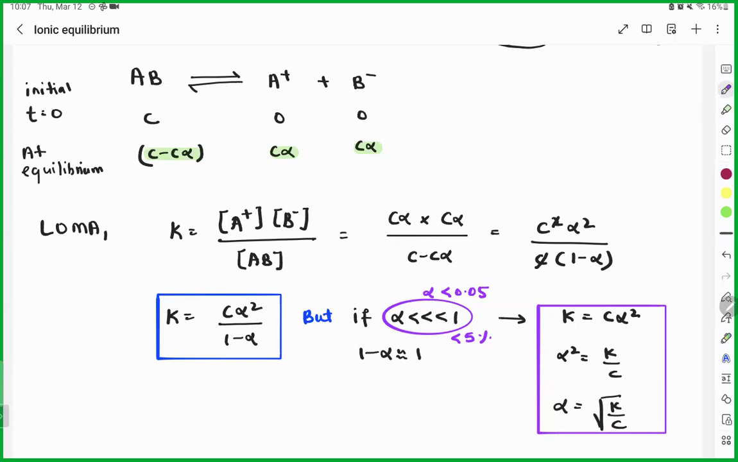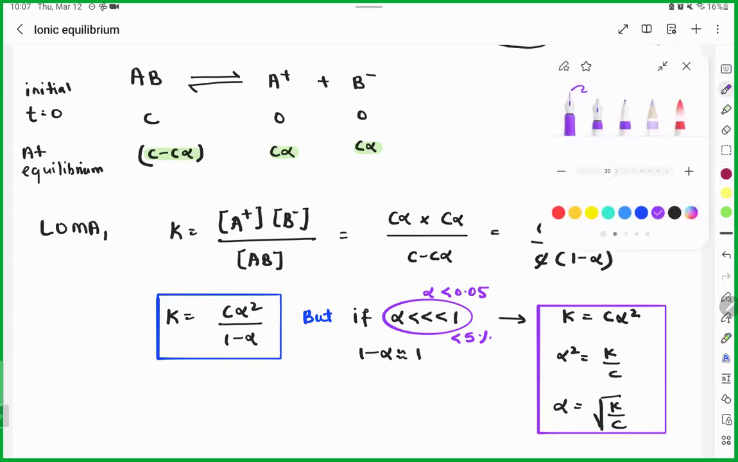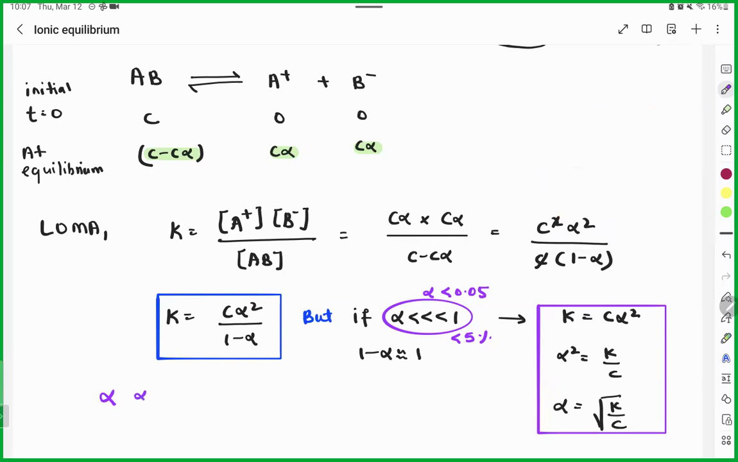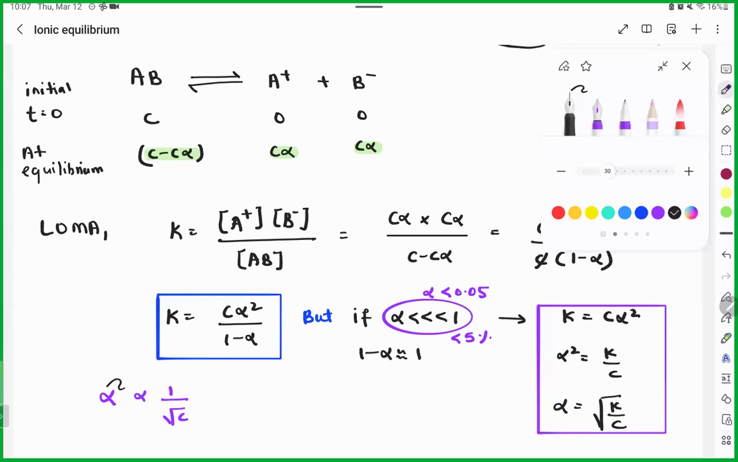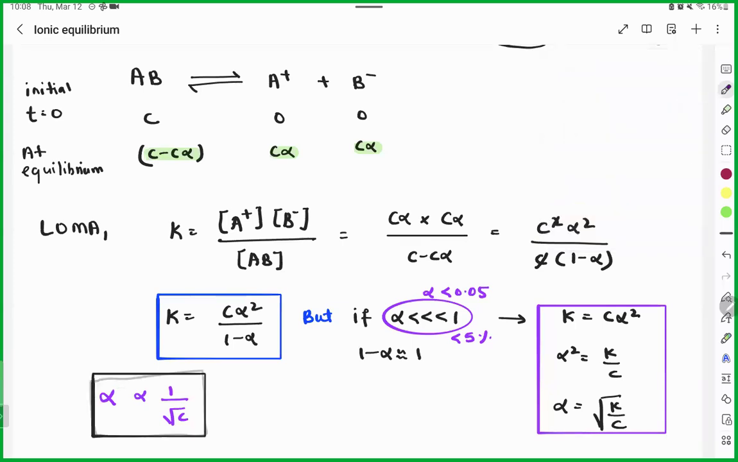Correct? Any doubt? So in this case, you can ultimately say your alpha is inversely proportional to under root C, the concentration, because K is fixed for a given temperature. It means if you increase concentration, alpha will decrease. If you increase concentration, degree of dissociation will decrease. If you decrease concentration, it means more dilution. If there is more dilution, then alpha will increase. And I told you earlier, if you do dilution, then alpha will increase.